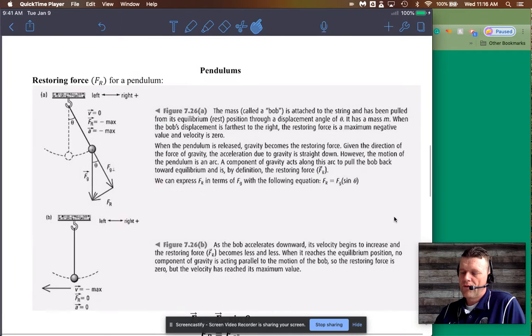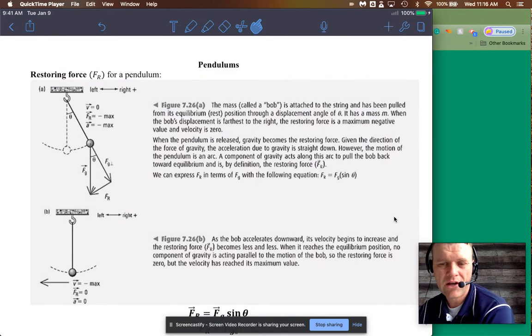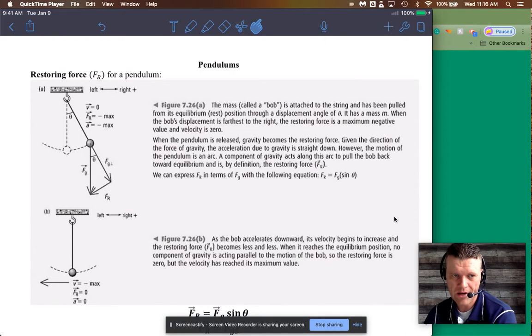And the first thing we need to know about a pendulum is how do we calculate the restoring force on a pendulum? So you can see here in this picture, if we pull a pendulum to the right, there's going to be a restoring force, which is really going to be a component of the tension in the pendulum that's trying to pull the pendulum back to equilibrium.